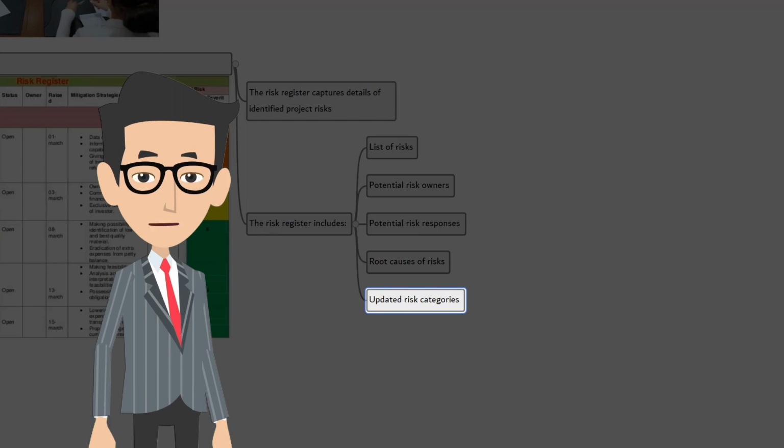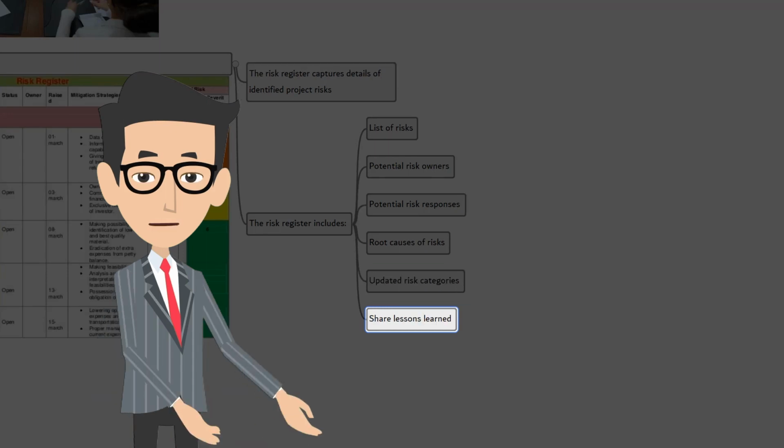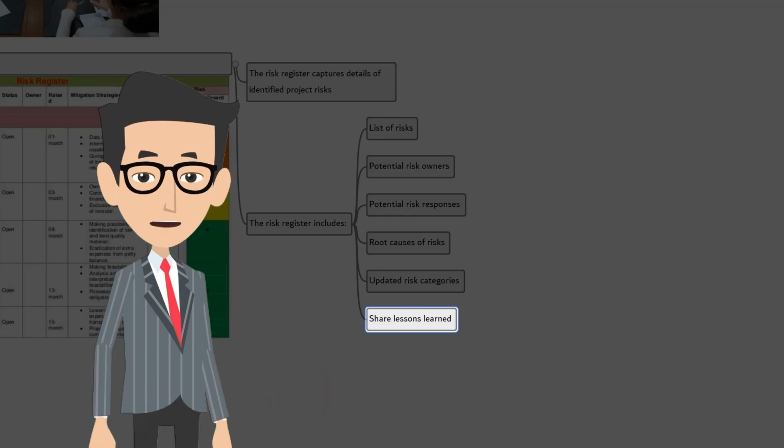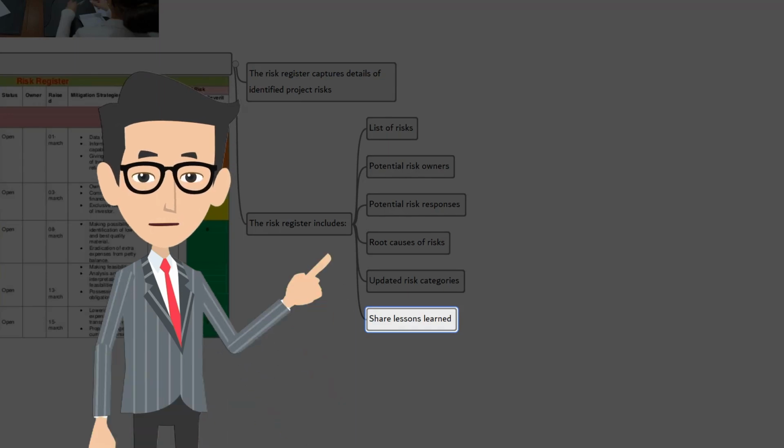Qualitative risk analysis, plan risk response, implement risk response, and monitor risks are conducted throughout the project. So, the output of these risk processes is updated in risk register. Documenting the lessons learned happens throughout the project, but it's best to share them immediately so that other projects within the organization can benefit from these lessons learned.